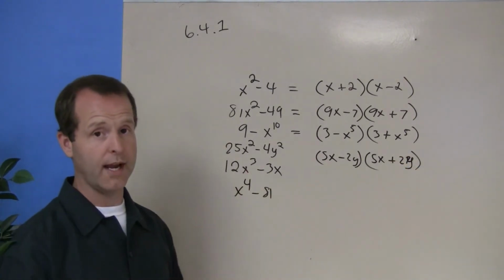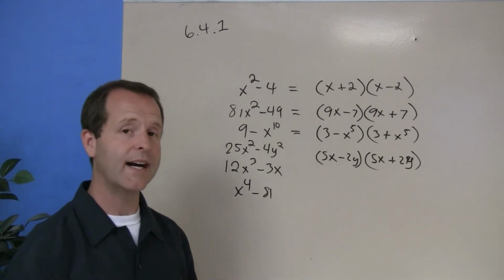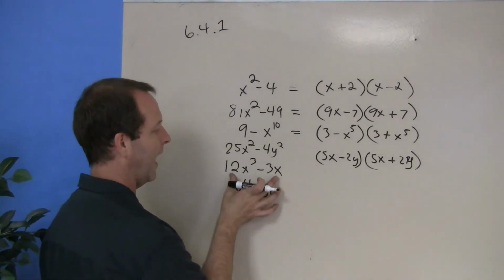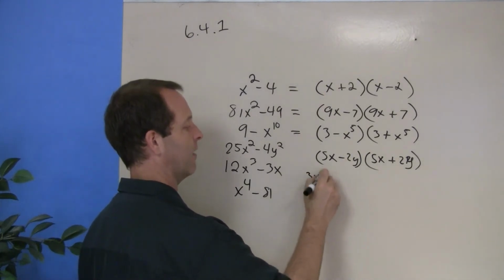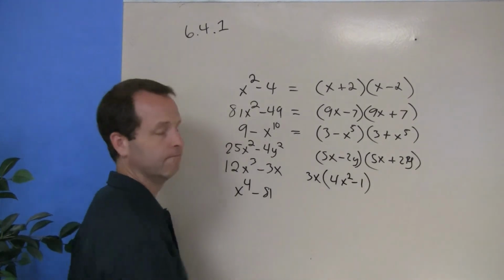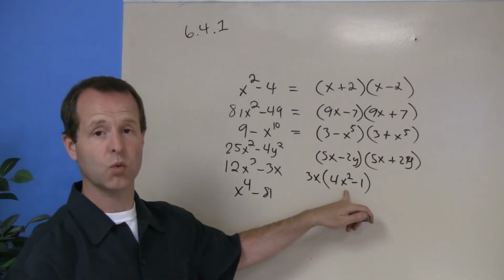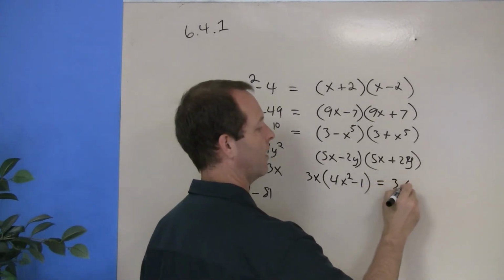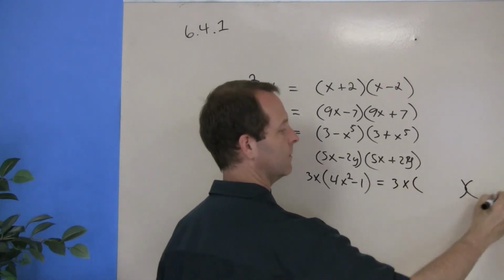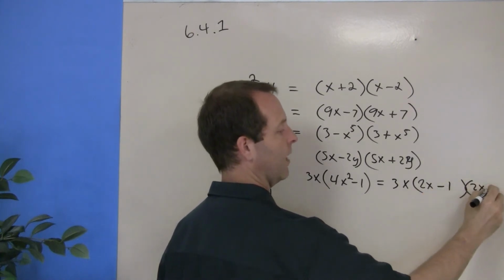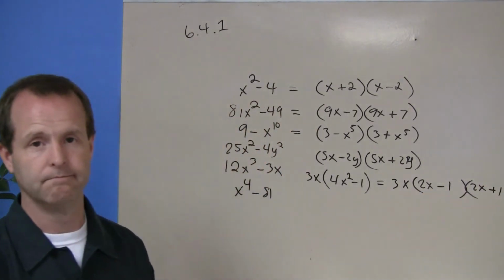12x cubed minus 3x. Well, it's not a difference of two squares, but it's going to get me there because, first of all, I can factor a 3x out of the problem. Then I'm left with 4x squared minus 1. And then this 4x squared minus 1 is indeed a perfect square. So I'll keep my 3x. Then I'll be left with a 2x minus 1 and a 2x plus 1.